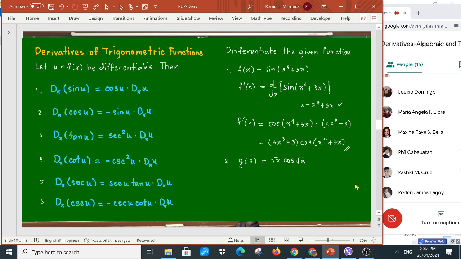Going back to Rashid, smiling in the picture. What is G prime, Rashid? First, we consider it as what, for the meantime? What differentiation formula are we going to apply for the meantime? We cannot go directly to cosine because that is not simply cosine. Is it some quotient?